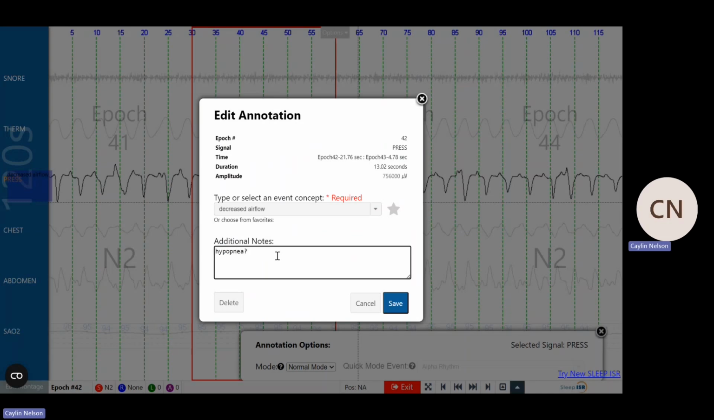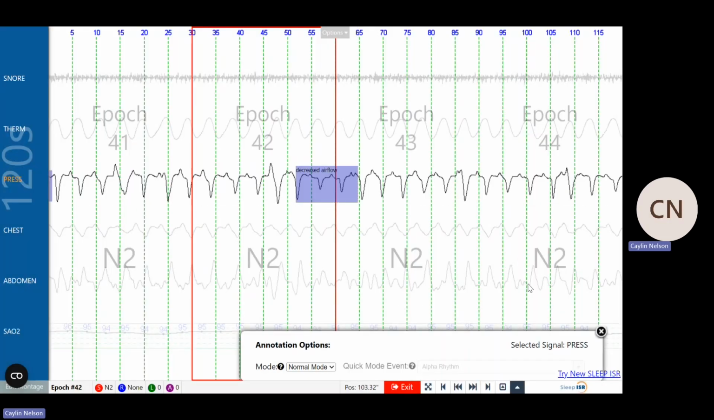It depends on our oxygen levels, but since I looked at our airflow first, we can go back and see. Remember, I put a question mark there because I haven't looked at my oxygen levels yet. Now, if you looked at your oxygen levels and you know for a fact that there's that 3% desaturation, that's when, instead of just observing that it's decreased airflow, it can actually be scored as a hypopnea.